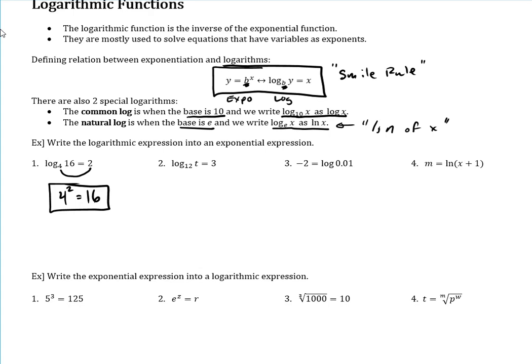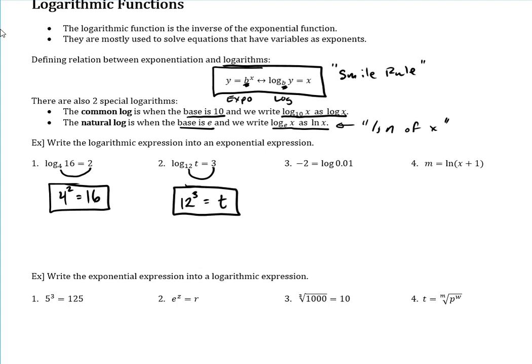Now, number 2, same deal. This is the base 12 connected to the far value over there. It'd be 12 to the third equal to this leftover t. This one we can't check because it's not just regular numbers, but it does match the way that the definition worked.